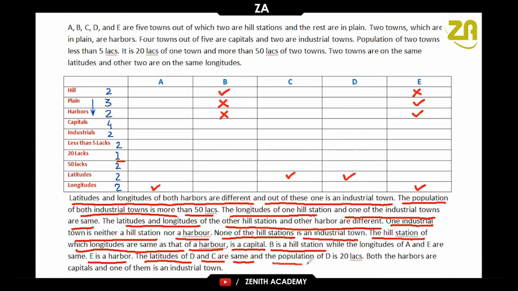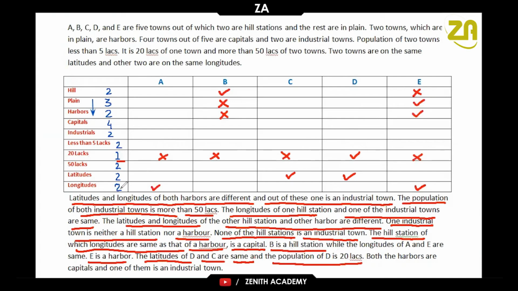And the population of D is 20 lakhs. Only one town has a population of 20 lakhs, and it is D. So take it. Now see, there is only one town with 20 lakh population, and D is decided. So cancel out this cell, this cell, this cell, and this cell.